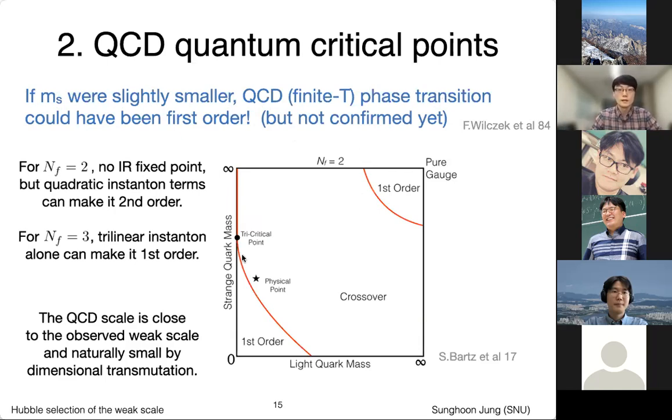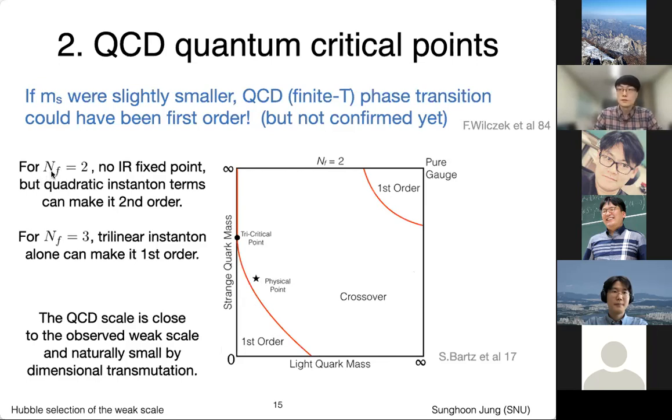Okay. So here's a phase diagram in the plane of the up and down quark mass and the strange quark mass. And it's thought that our standard model lives here, close to the critical line. If the strange quark was slightly lighter, it could have been first order. But now it's heavy enough so that it's second order.